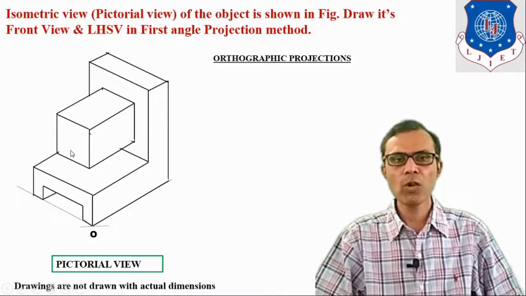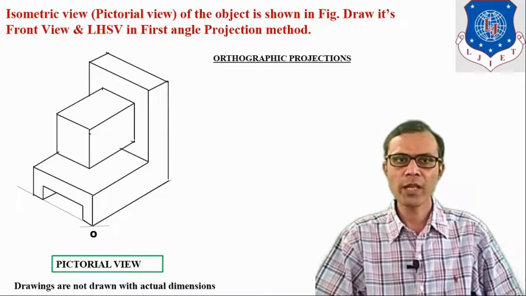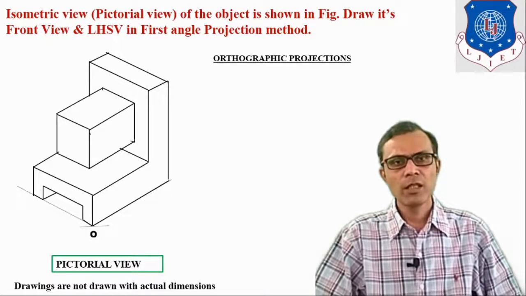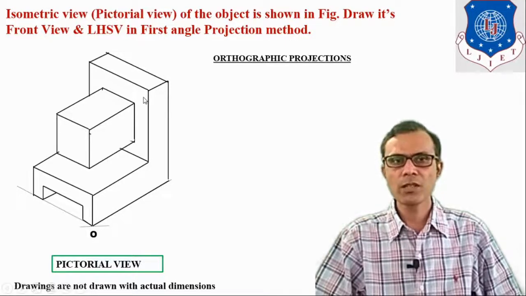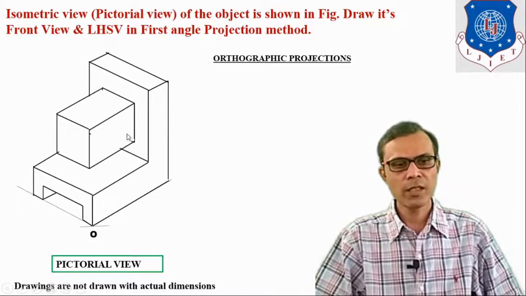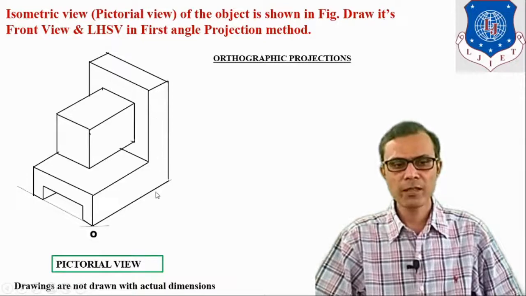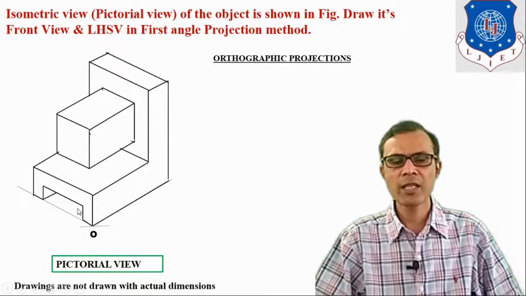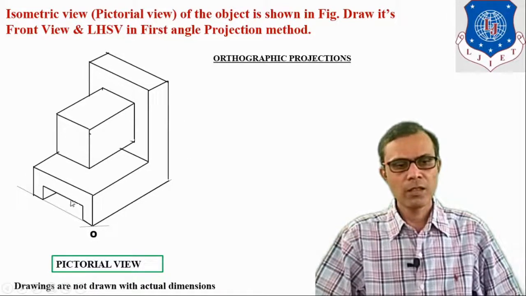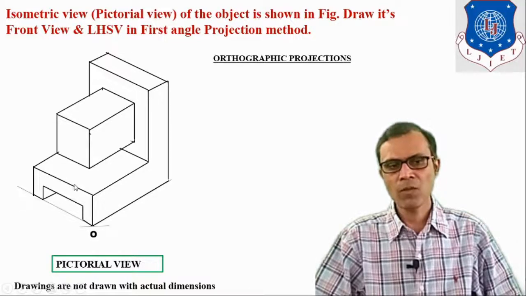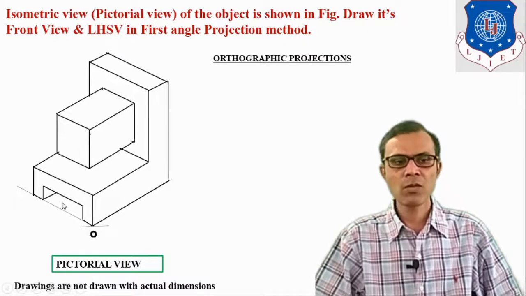So it is the given object. It is known as isometric view or pictorial view. It is a three-dimensional object. Here you can see there are several components of this object. Here it is a rectangular block. This plate is L-shaped, an inverted L-shaped plate. This plate is somewhat square shaped, but on the bottom of this plate one slot is cut.